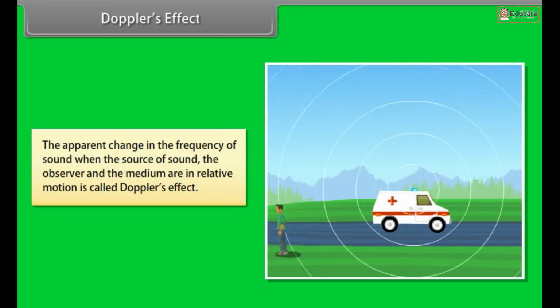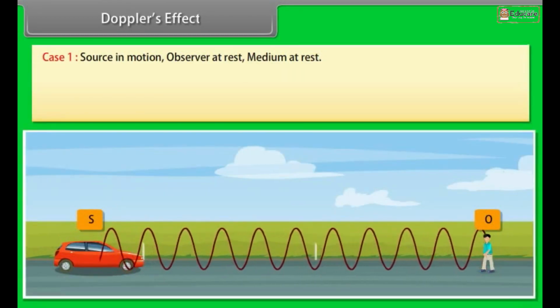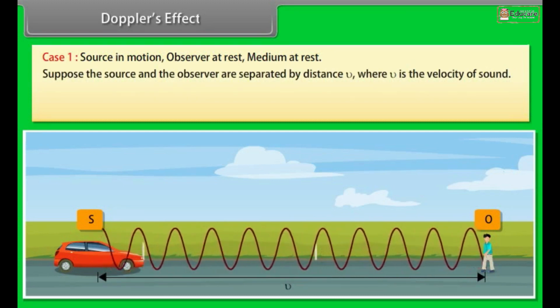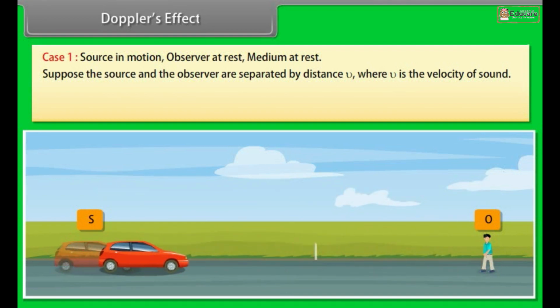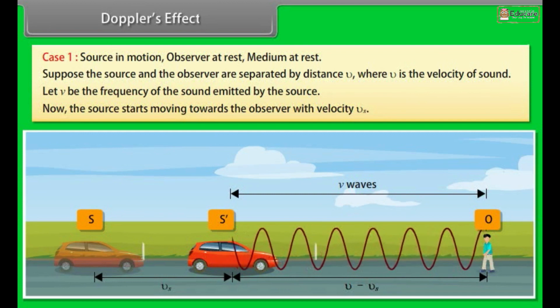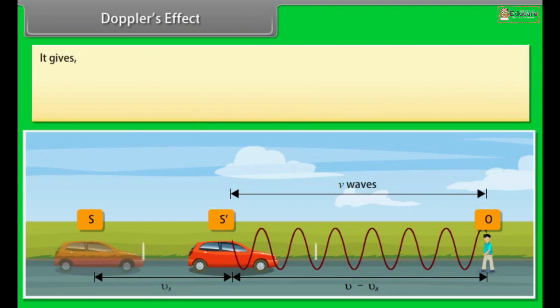Let us now discuss the apparent frequency of sound in different cases. Case 1. Source in motion, observer at rest, medium at rest. Suppose the source and the observer are separated by distance v, where v is the velocity of sound. Let nu be the frequency of sound emitted by the source. Now, the source starts moving towards the observer with velocity vs. It gives nu dash is equal to v upon lambda dash. On calculating, we get nu dash is equal to v upon v minus vs multiplied by nu.